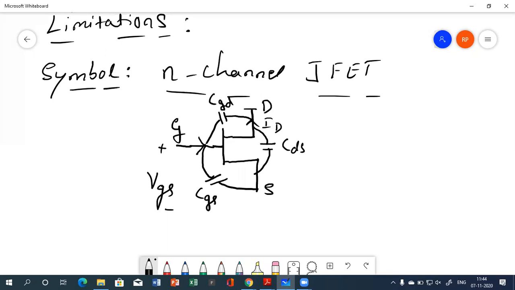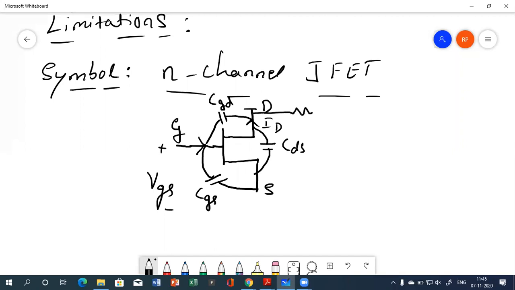It also has internal resistors. We also call them diffusion resistors, but in the symbol it is not shown, so we have to assume there are some resistors between the gate to source, between the gate to drain, and between the drain to source. We call these capacitors junction capacitors because they are connected between the gate, drain, and source. Whereas VGS is applied between gate to source, and at the output side of the drain terminal, we always measure the output.